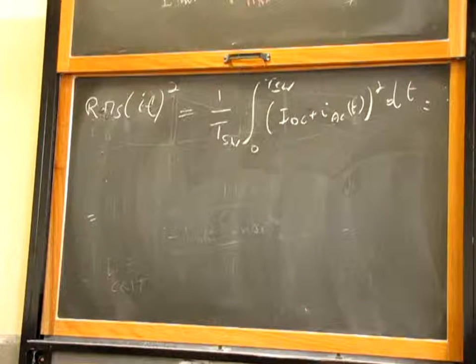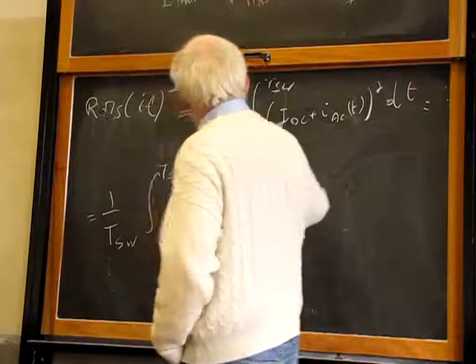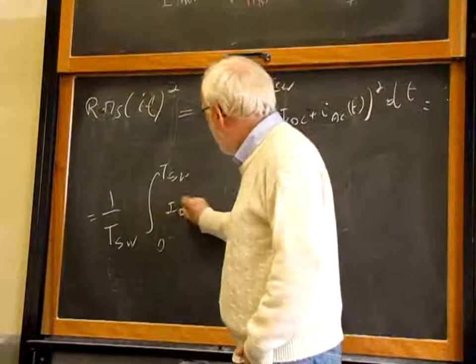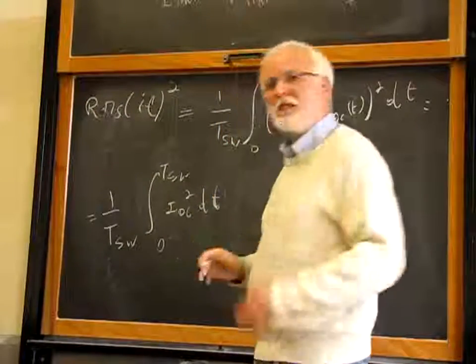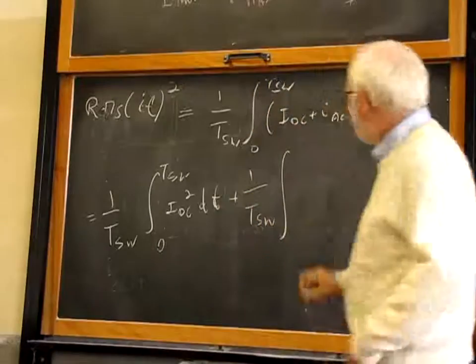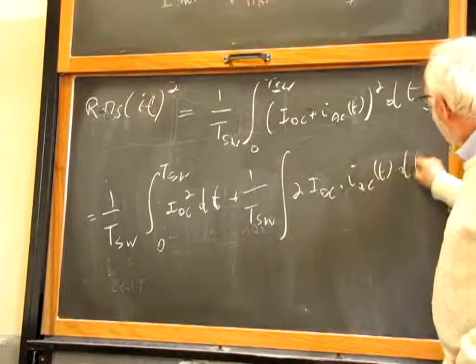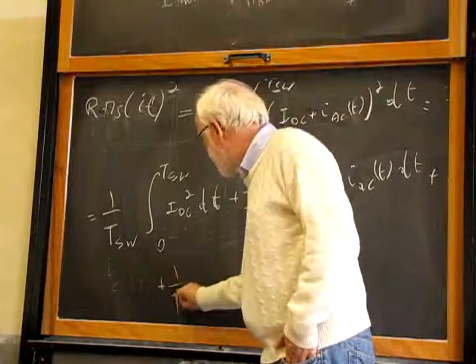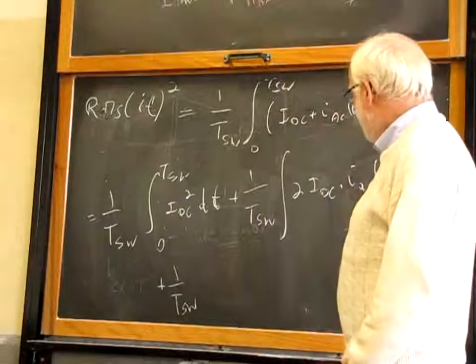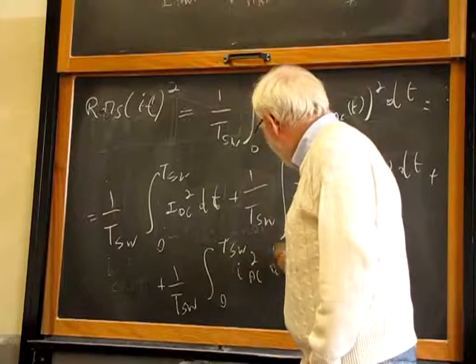(A + B) squared equals A squared plus twice AB plus B squared. So this equals 1 over T_sw, the integral from 0 to T_sw of I_DC squared dt. Then we just split the integral in 3 terms because it's legal. Plus 1 over T_sw integral of twice I_DC times I_AC as a function of time dt, plus 1 over T_sw integral from 0 to T_sw of I_AC squared dt.